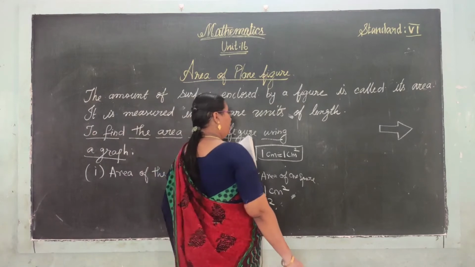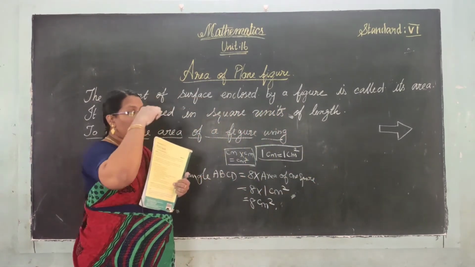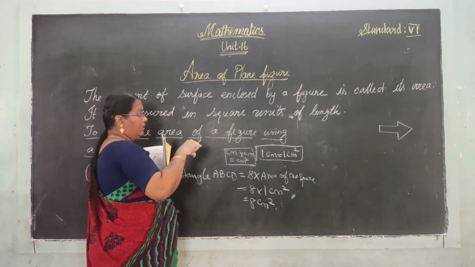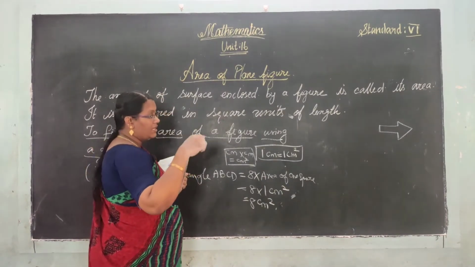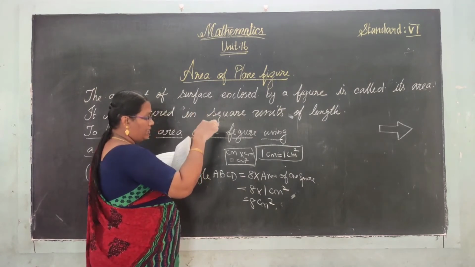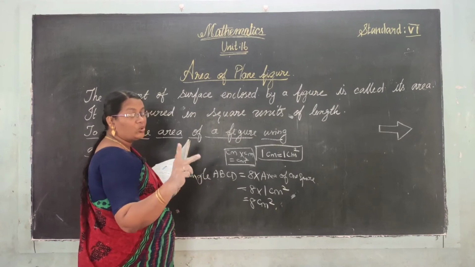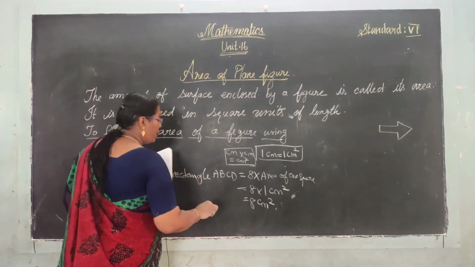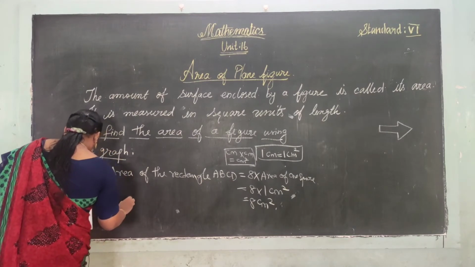And another method. See the diagram. How many units in the side AD? 2 units. Start counting the length, 1 2. So how many units? 2. It's the breadth. So breadth of the rectangle is equal to 2 units.